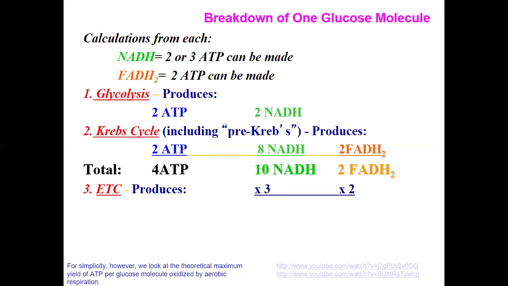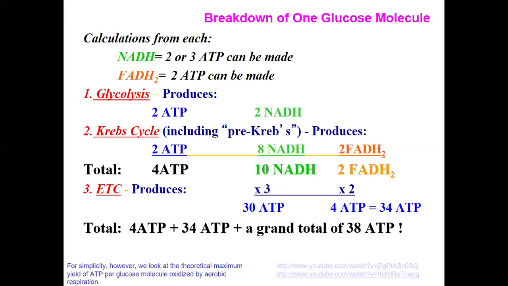So overall, from glycolysis, we have 4 ATP, 10 NADH, and 2 FADH2. However, for the electron transport chain, we have massive production of ATP, about 30 ATP molecules being produced from 1 molecule of glucose. So when you add it to the 4 from glycolysis and Krebs cycle, you have about 34 molecules of ATP that has been produced.